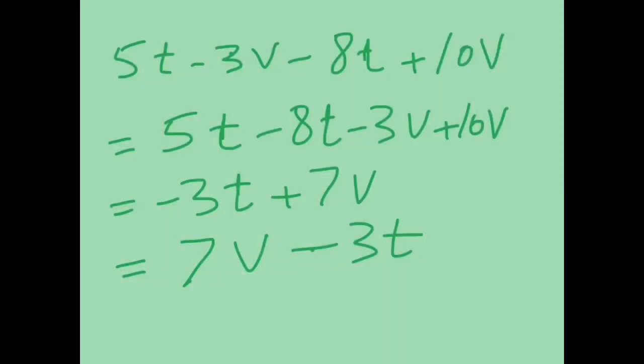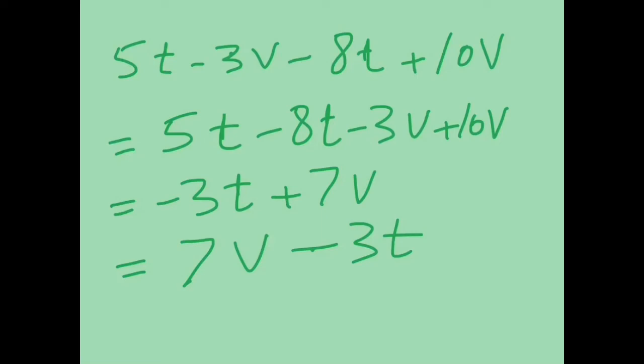Now consider another example: 5t minus 3v minus 8t plus 10v. How will we simplify it? The first rule is to collect all the like terms. Look, 5t and 8t are like terms, and 3v and 10v are also like terms, so I collect them together: 5t minus 8t minus 3v plus 10v, because there are two pairs of like terms here. Now we start to solve our question.